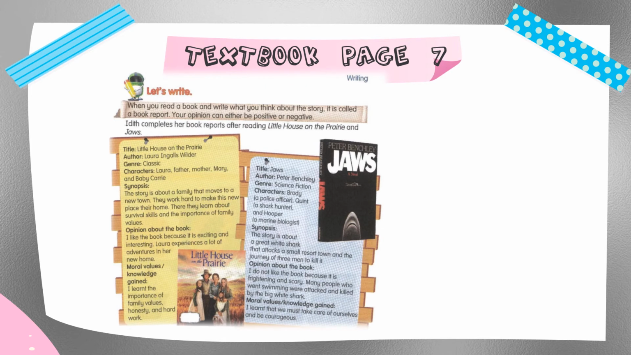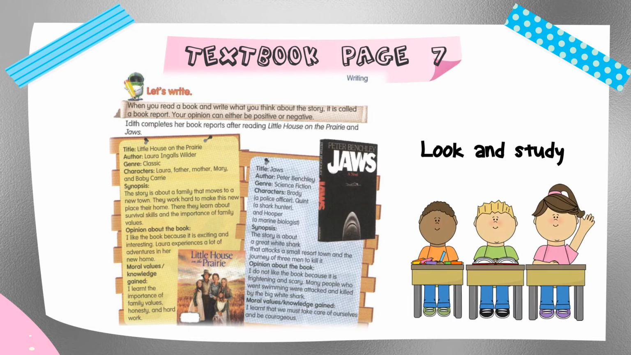Now, look at your textbook, page 7. Okay, or you just look at this slide. You look and study these 2 book report. Okay, just look and study how Edith completes her book reports after reading the 2 storybooks. These are examples of completed book report.